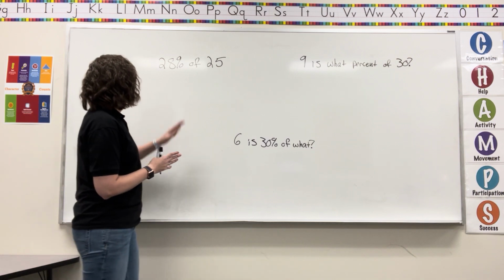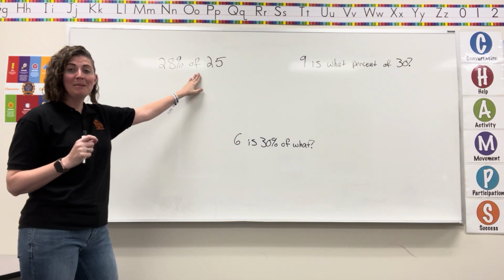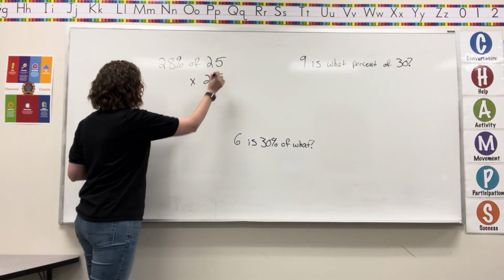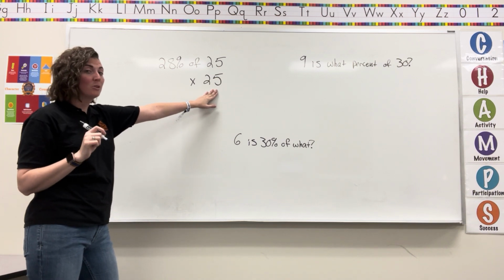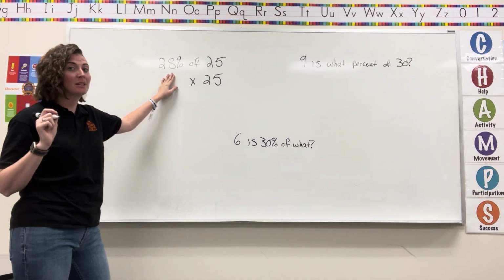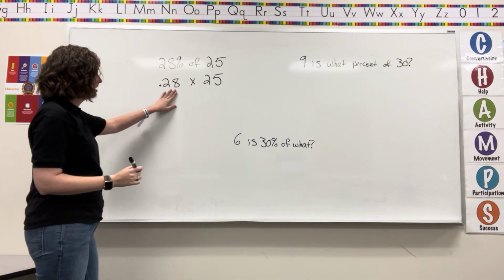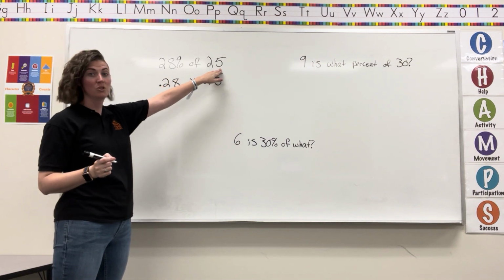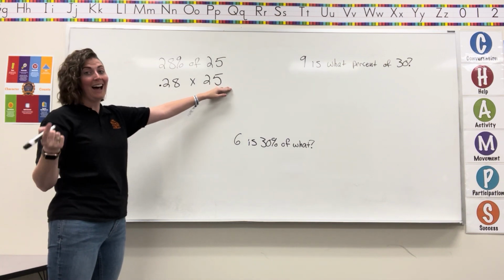Okay, so 28% of 25. It's important to know that when you see "of," that means it's being multiplied. So I know that I am multiplying this percent by 25. Remember, we can't multiply percents, but we can multiply fractions and decimals. So I'm going to convert this percent into a decimal. So 28 hundredths times 25 is the same as 28% of 25. Now that I have it in this expression form, I can solve that.